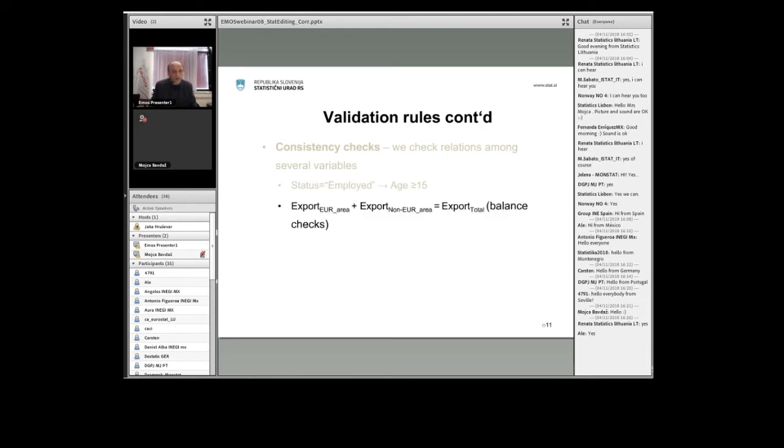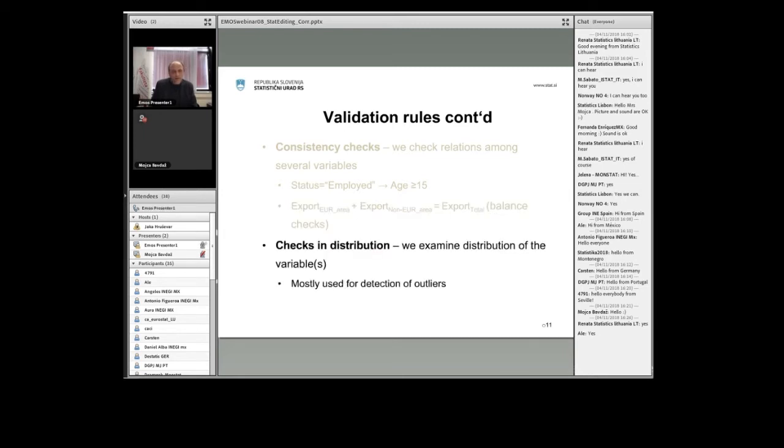Okay, and another very typical example of a validation rule is this one: if you are looking at the export of your enterprises, the export into the euro area plus the export into a non-euro area should equal the export total. This kind of check or validation rule that is in fact an equality is also called a balance check.